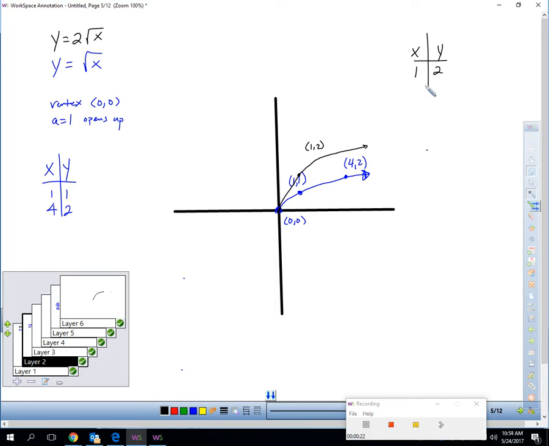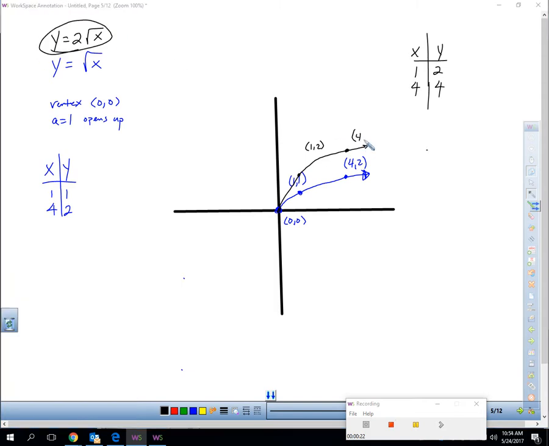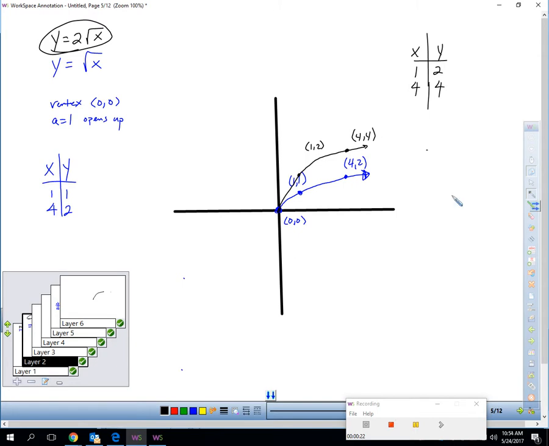And then my next point, let's plug in 4 because that's a perfect square. The square root of 4 is 2, and 2 times 2 is 4. So when I plug those in here, I'm getting (1, 2) and (4, 4). Now I want you to notice something. Let me highlight. Look at the y values. Do you notice how the y value I'm circling is double the y value that I'm underlining in each case? 4 is double 2, 2 is double 1. Here's why it doubles, because of the 2 in front. It's doubling everything.